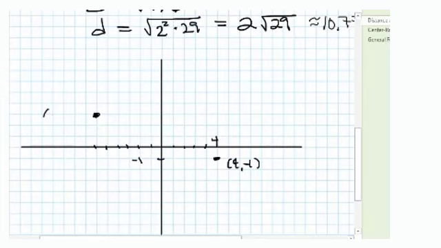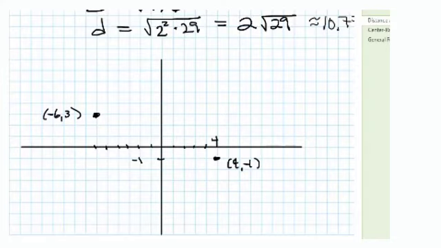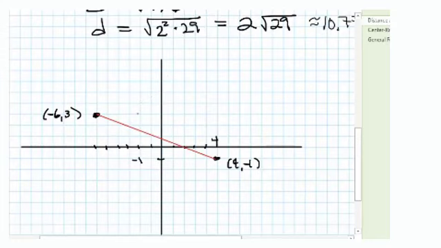Okay, we just found that the distance between those 2 points turned out to be a little more than 10. And now what I'm wondering is not the length of the line segment, but what point would be exactly in the middle of the line segment. We're looking for a midpoint. So it looks like it would be about here, right? But what would be the exact coordinates of that point?